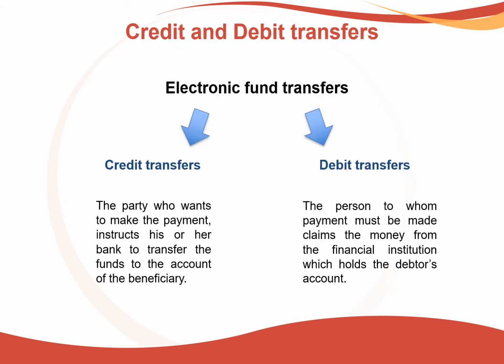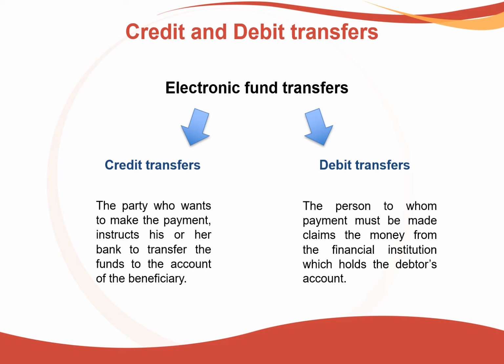Electronic fund transfers can be divided into two groups, credit transfers and debit transfers. In the case of a credit transfer, the party who wants to make the payment instructs his or her bank to transfer the funds to the account of the beneficiary. An example of a credit transfer is when transfers are made through the direct payment of salaries by using the Automated Clearing Bureau, known as ACB. The ACB is a company established in 1972 by banks to provide computerized facilities between banks.